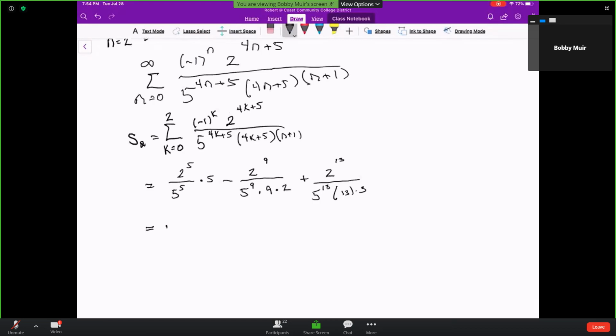So I'll clean this up a little bit. That's 5 times (2/5) to the 5th power minus 1/18 times (2/5) to the 9th power. Now I see why I used 0.4. Okay, then it's going to be the (2/5) to the 13th power. Whoops, that equals. Then it's going to be plus 1/39 times (2/5) to the 13th power.